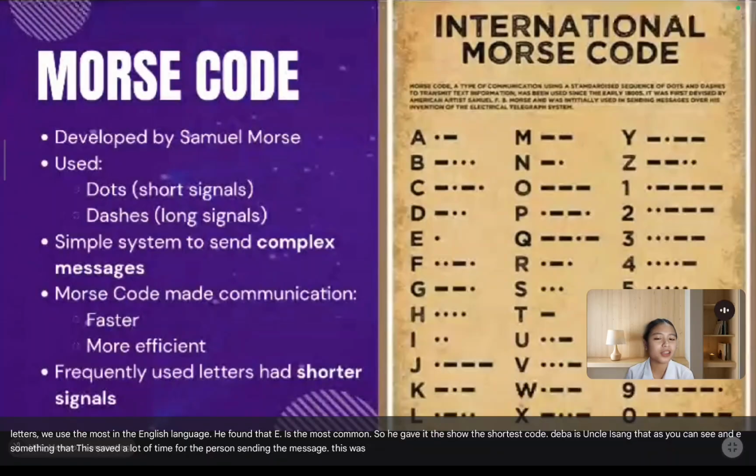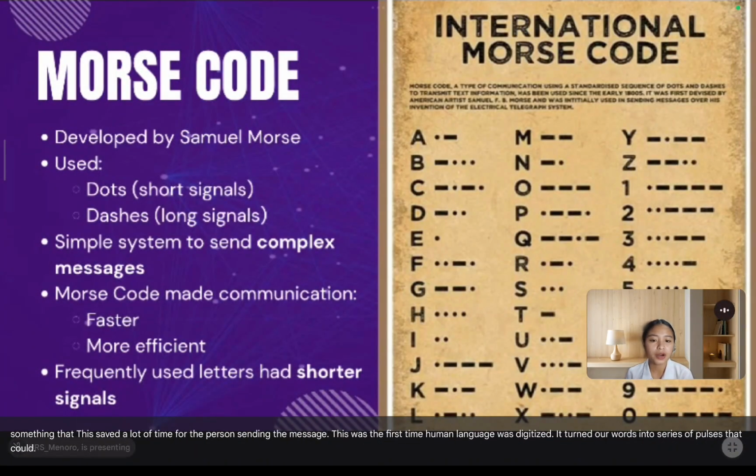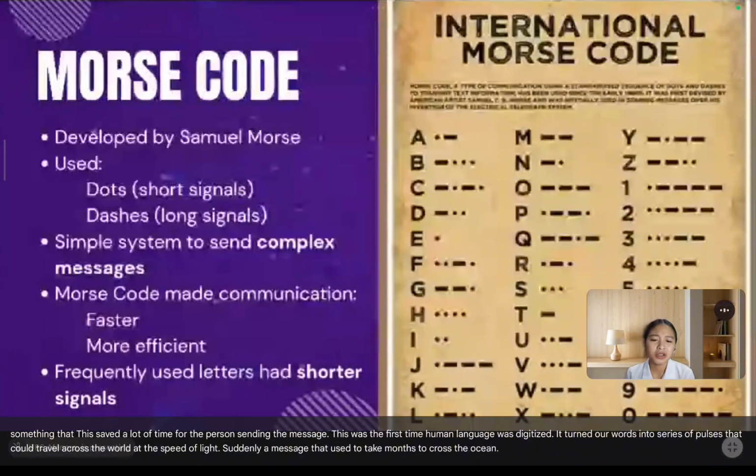This was the first time human language was digitized. It turned our words into a series of pulses that could travel across the world at the speed of light. Suddenly, a message that used to take months to cross the ocean could be sent and received in just a few minutes.